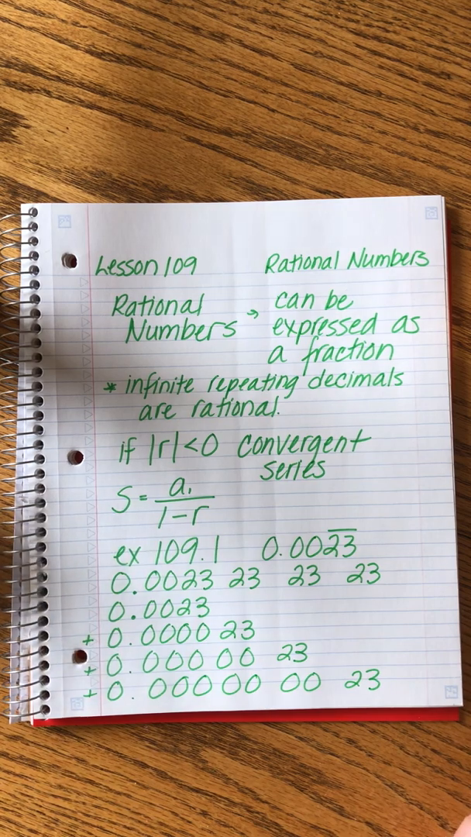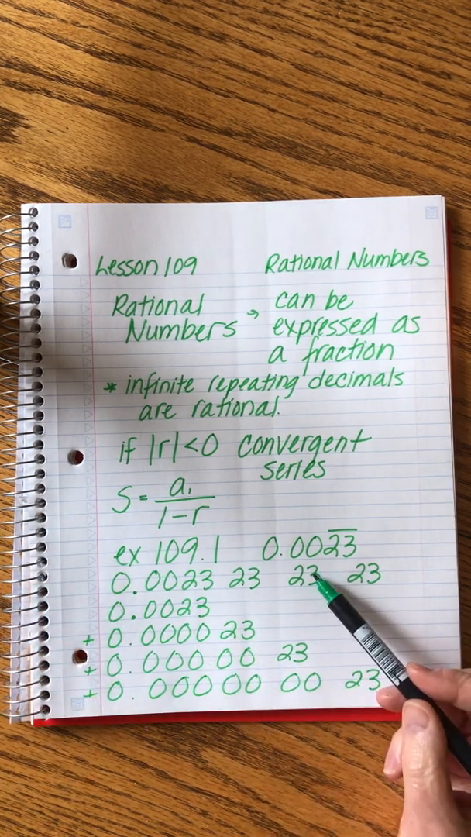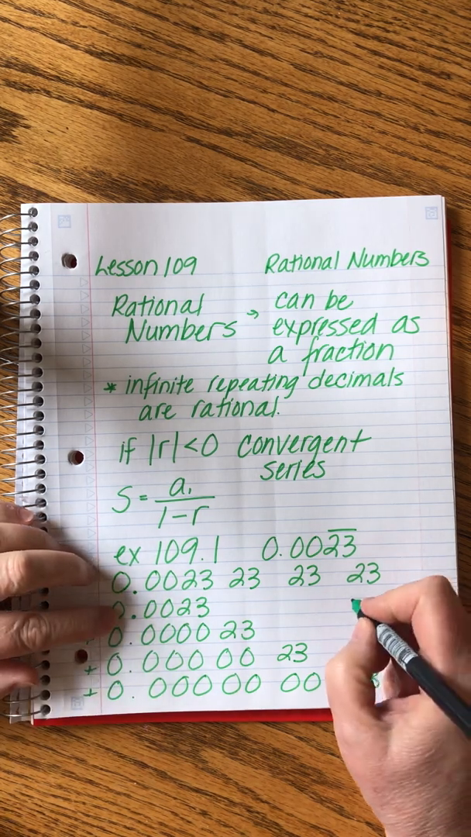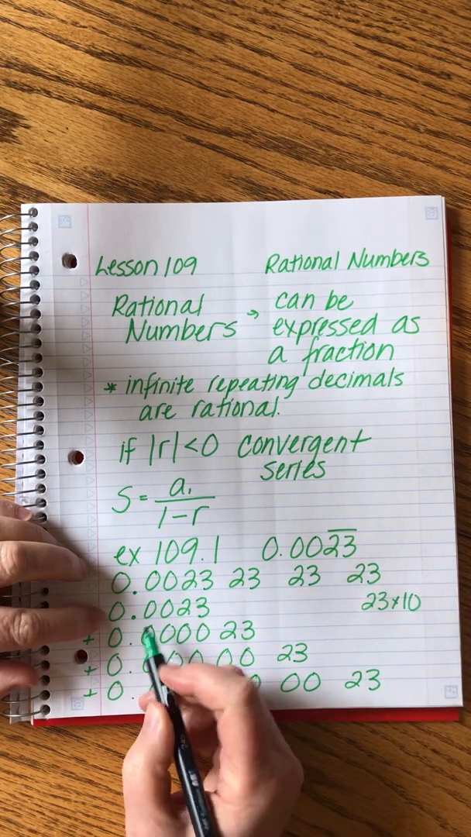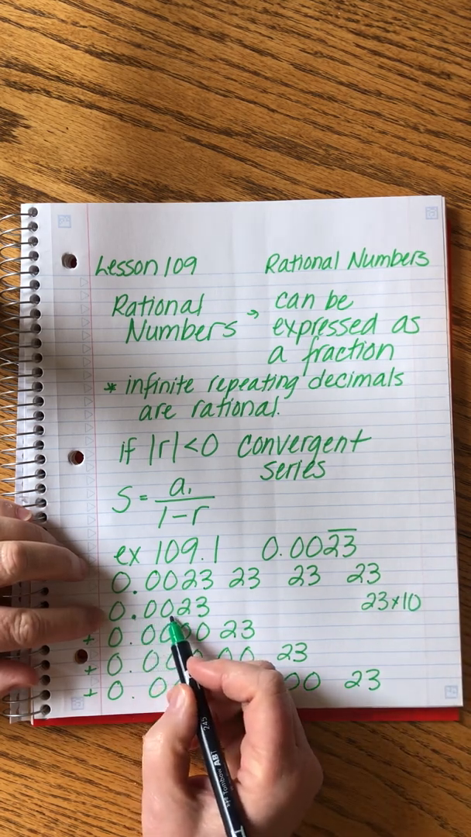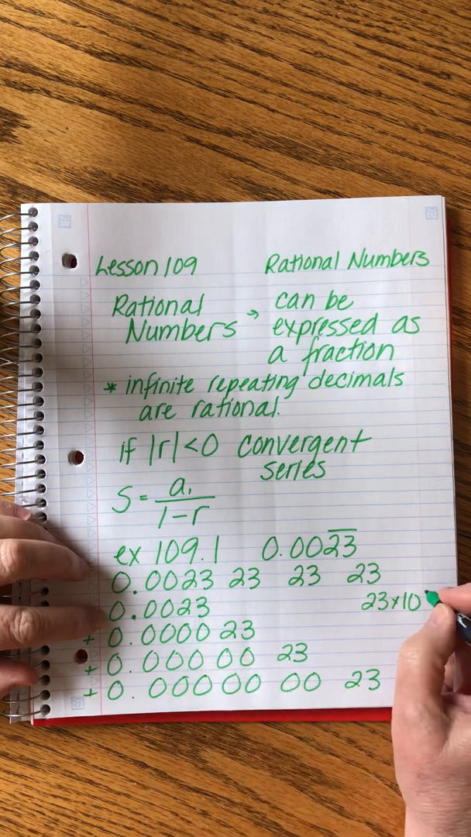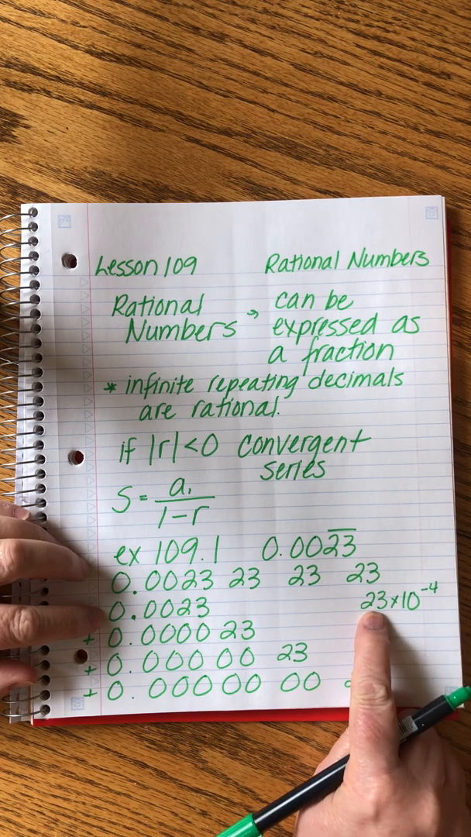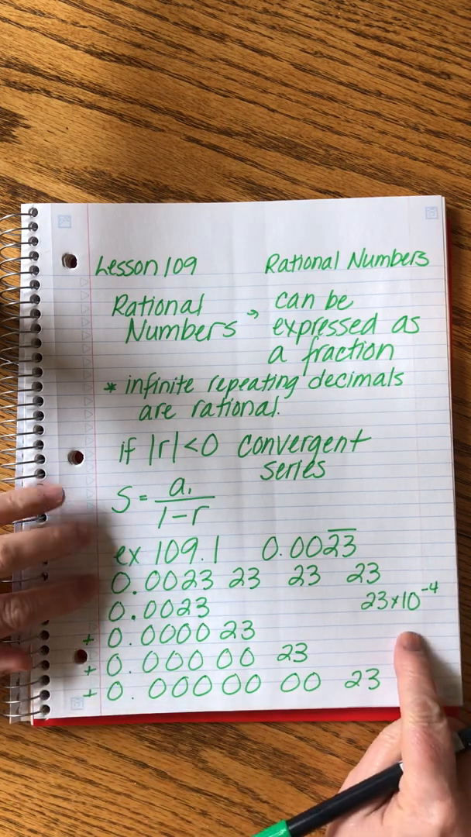It's like a geometric series, isn't it? We're adding a number and we're multiplying each time. Let's see, what are we multiplying by? This one we could write as 23 times 10 to the minus 1, 2, 3, 4. Now that's not proper scientific notation because my decimal could be there, but this makes more sense for what we're trying to see here.